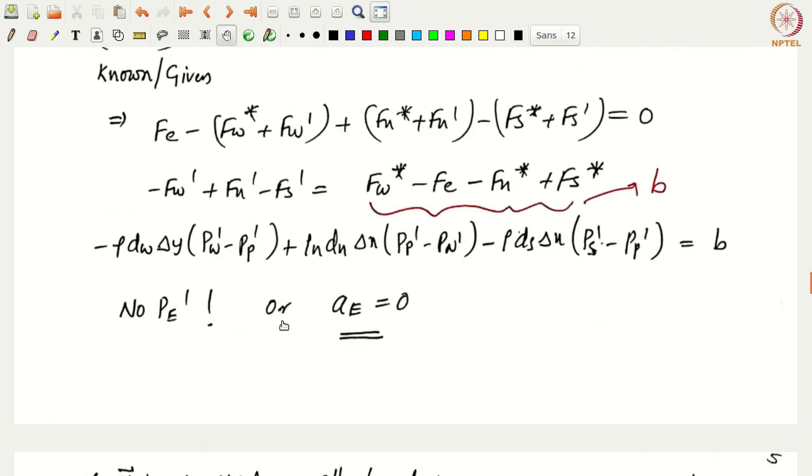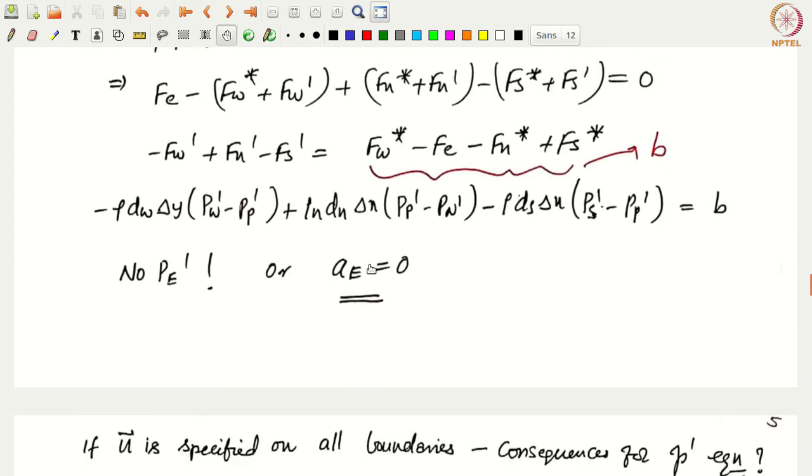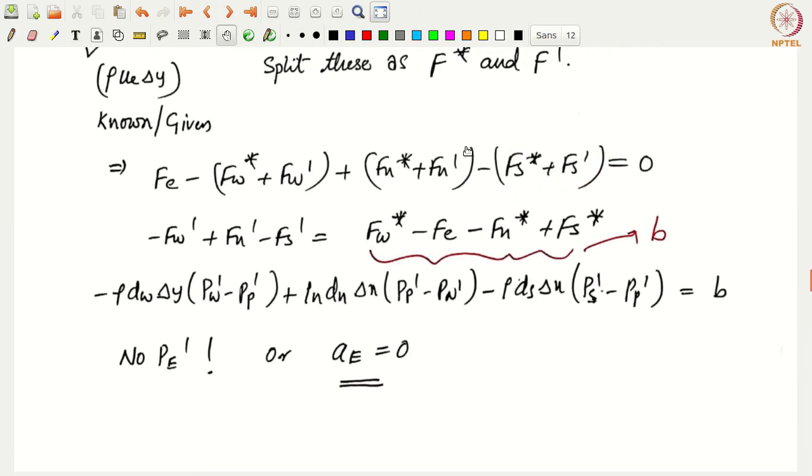Of course, that makes sense, it should not be there. What about AE? That means AE equals 0 because there is no contribution of that term to either PW or P east or to PP, right? So AE equal to 0. That means we only have 3 neighbors, and the contribution to AP will only come from west, north and south, okay? It will only come from north, west and south.